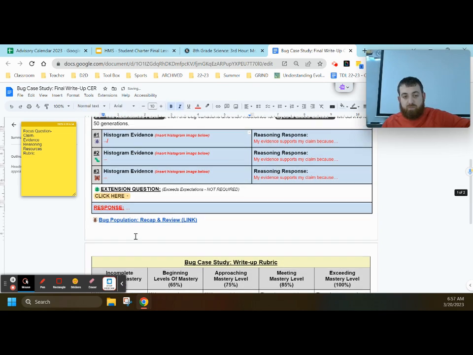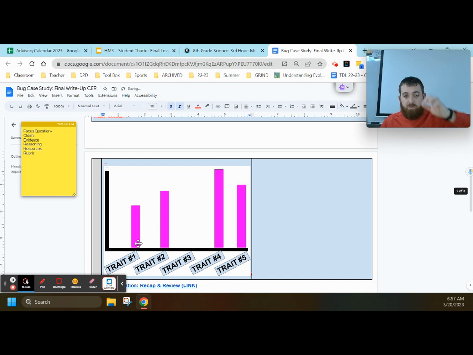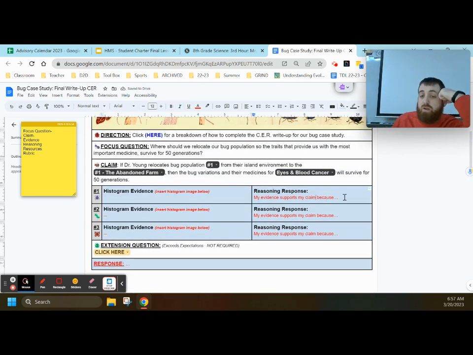So from there, you're then going to go into your reasoning. My evidence supports my claim because, and this is where you'll connect everything together. What does your evidence show? Why is this the best place to relocate them?